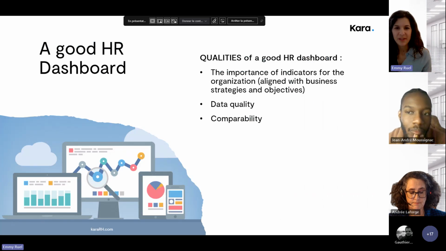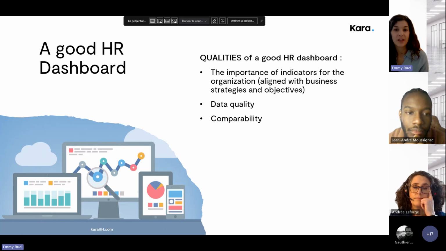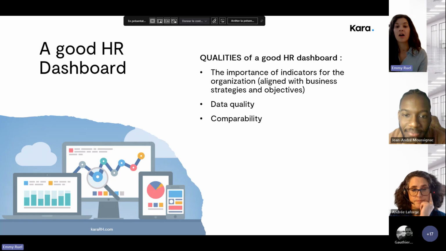Before discussing the different types of dashboards, I believe it is important to determine the criteria that defines their quality. So how do you define that a dashboard is good? As we often say at Kara, the chosen indicator must be important to your organization. When it comes to the selection, it is very easy to get carried away by new trends and new indicators. However, I think it is essential to ensure that your indicators are relevant to your organization, okay?